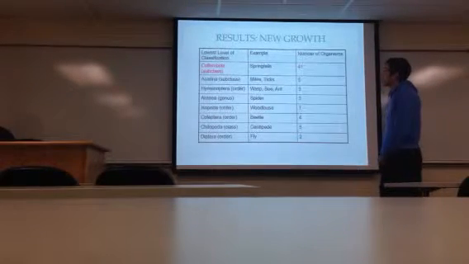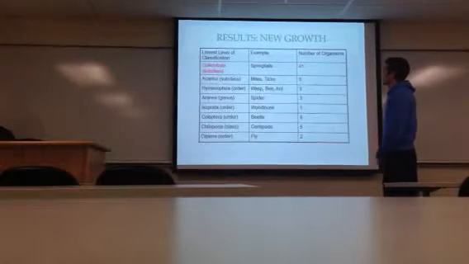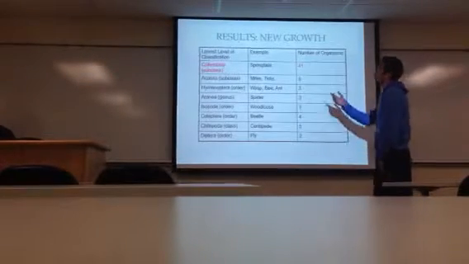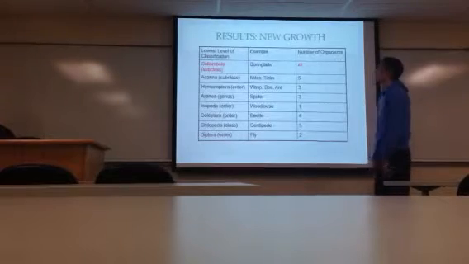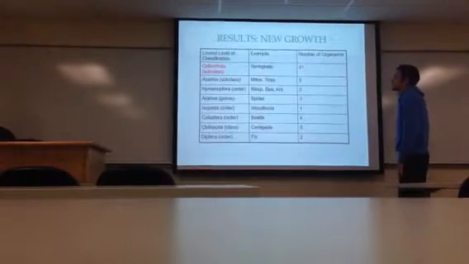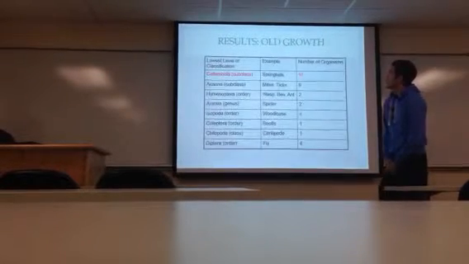In the new growth site, we found 8 different classifications. The highest number would be the Collembola. We found 41 organisms that fit into that classification. We can go on to the next one for the old.